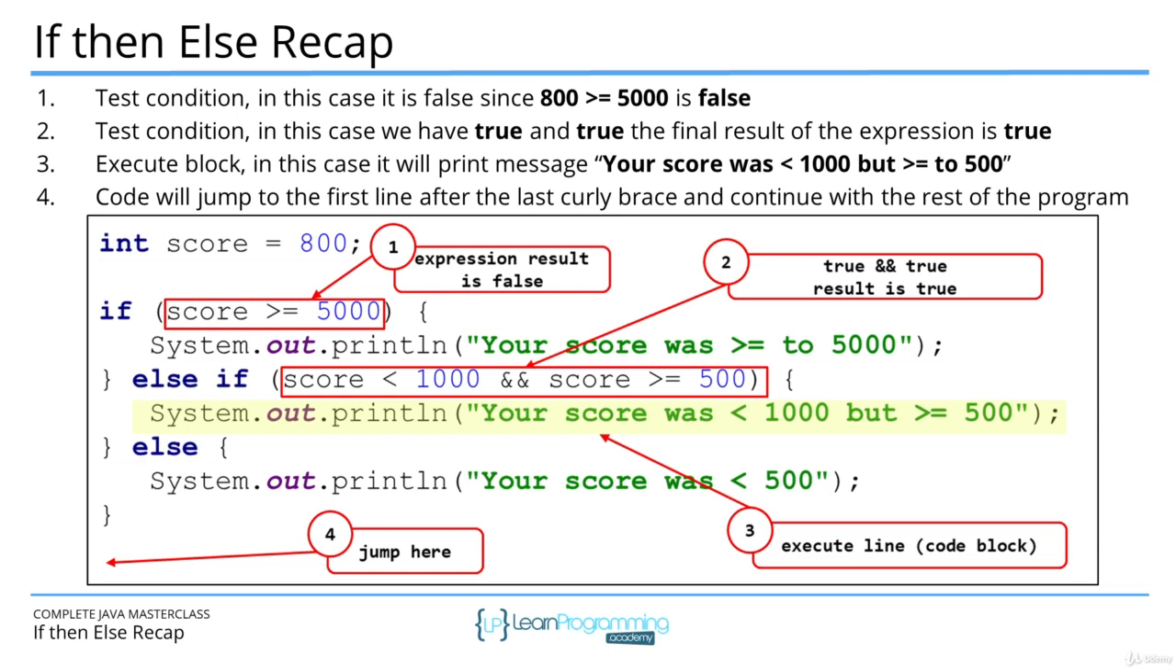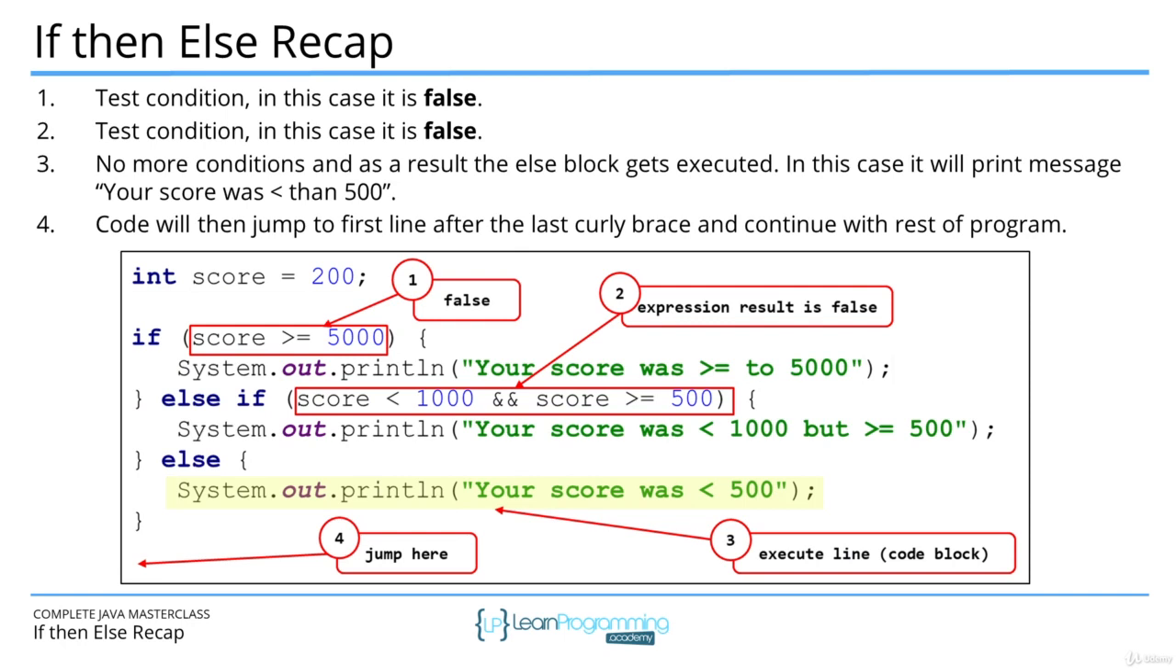So remember the two ampersand operators, the AND operator, both conditions need to be true, and the end result here is true. So therefore the code block on the next line will be executed, and the message your score was less than 1,000 but greater than or equal to 500 will be displayed on the screen, and then it will jump down to the first line after the last curly brace and continue with the rest of the program.